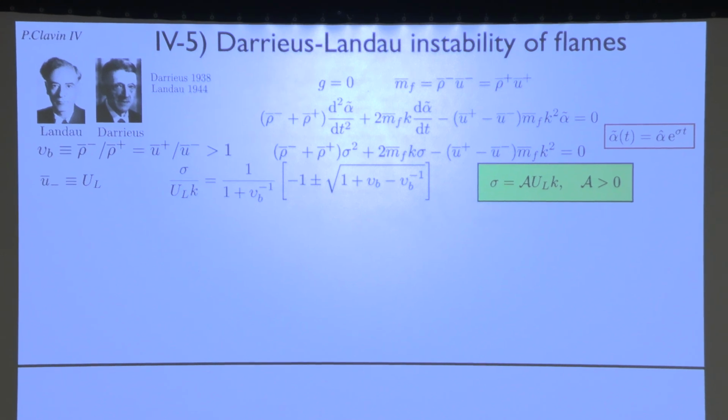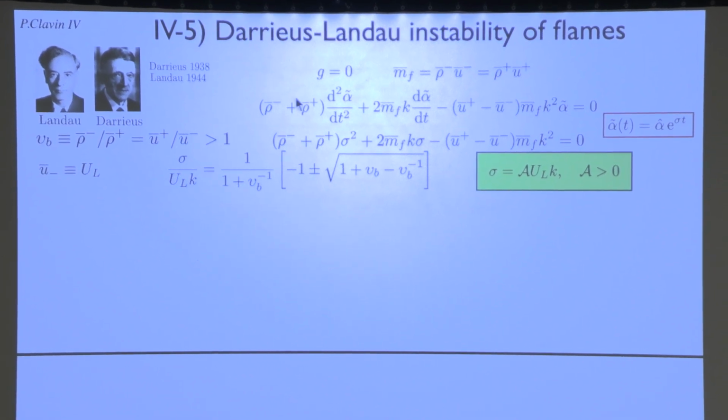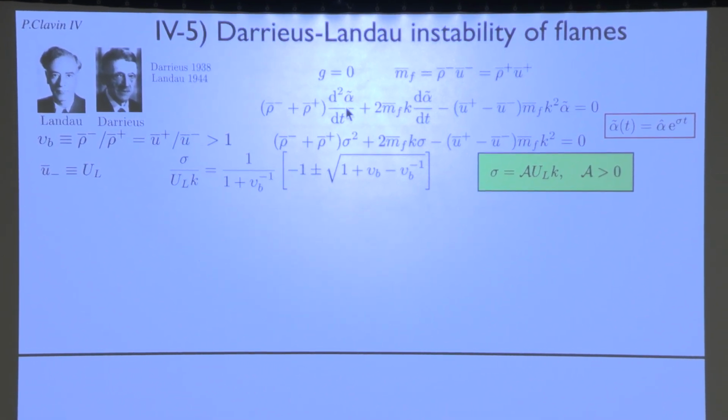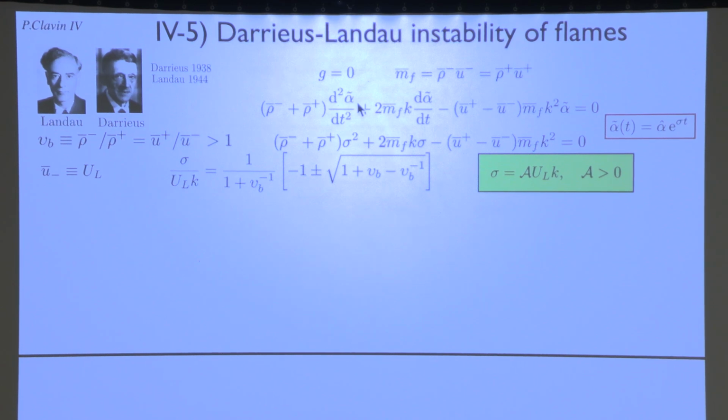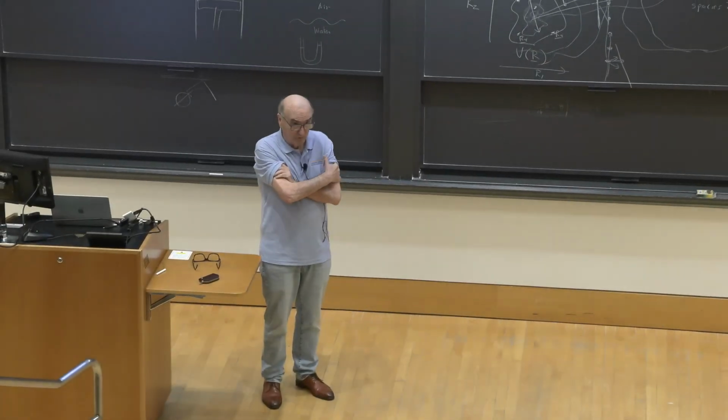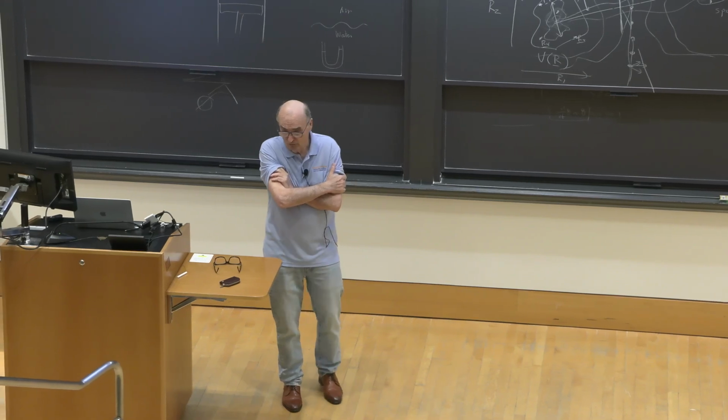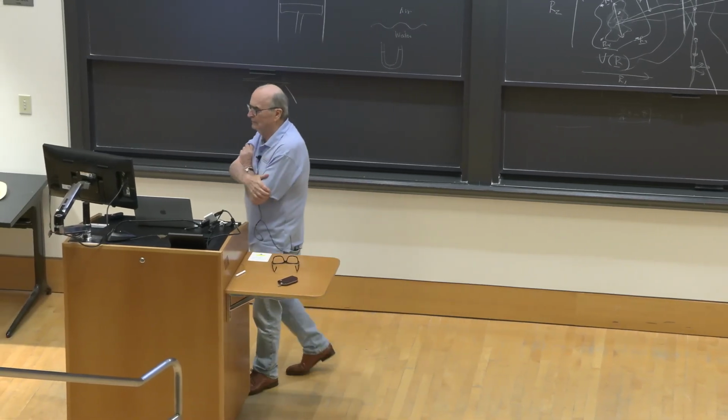Now, the equation is written here. You have a second-order differential equation for the Fourier amplitude of the wrinkles in terms of the wave number. And as a parameter appears in this equation the mass flux, which is simply related to the flame velocity. That's all. It's flame velocity times the density of the upstream of the gas, unperturbed.